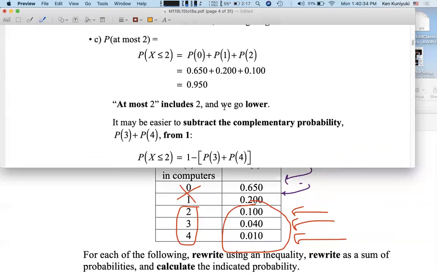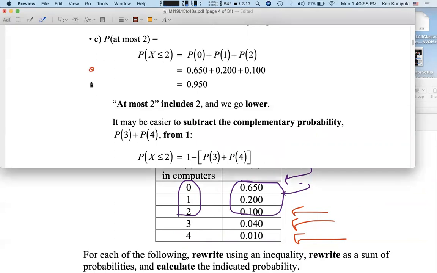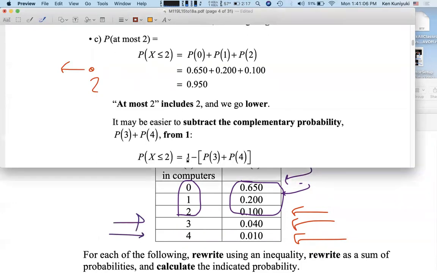How about the probability of at most 2? At most 2 includes 2, and we go lower, 1 and 0. The probability that X is less than or equal to 2, that's P of 0 plus P of 1 plus P of 2. Add up the probabilities, you get 0.950. So you want 2 and everything below it. Or you could go 1 minus that minus that. That's also legal. Or 1 minus the sum of these. You could take the sum and subtract off that from 1.